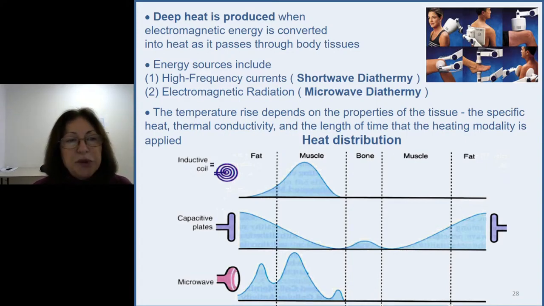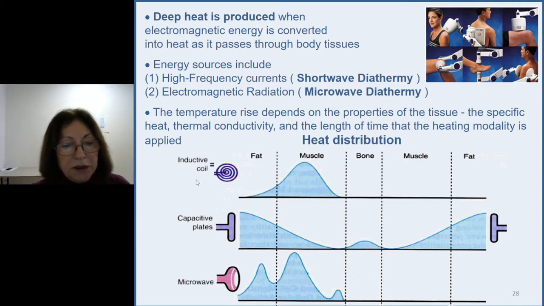And look here, you can see the classification, the types, the kinds of thermal heating of the human tissues. Deep heat is produced when electromagnetic energy is converted into heat as it passes through the body tissues. Energy sources include high-frequency currents, it is short-wave diathermy, and electromagnetic radiation, microwave diathermy. So the temperature rise depends on the properties of the tissue, the specific heat, thermal conductivity, and the length of time that the heating modality is applied.